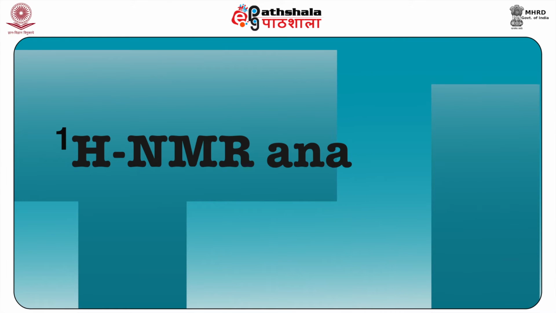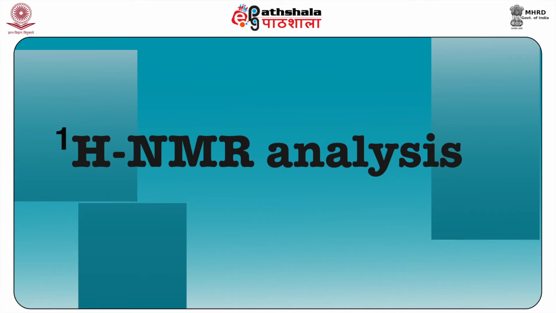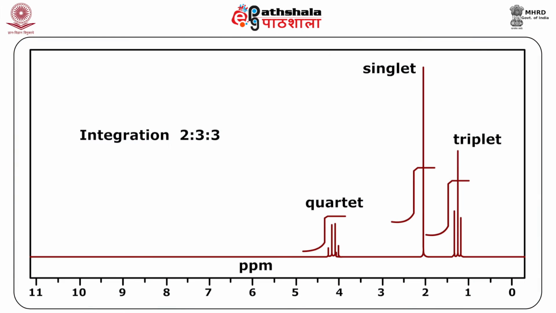Now, let us look at the 1H NMR spectra and analyze it. The NMR spectra here shows 3 different kinds of CH groups. The integration value of 2:3:3 suggests a methylene and 2 methyl groups. The CH group absorbing as a singlet cannot be next to a neighboring CH group because n plus 1 is equal to 1. So, here n is equal to 0.